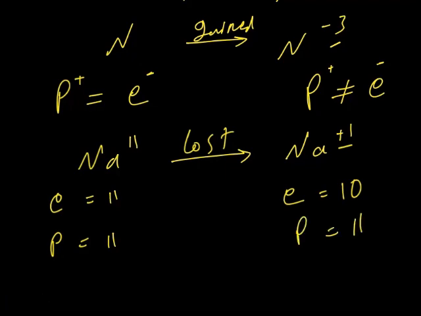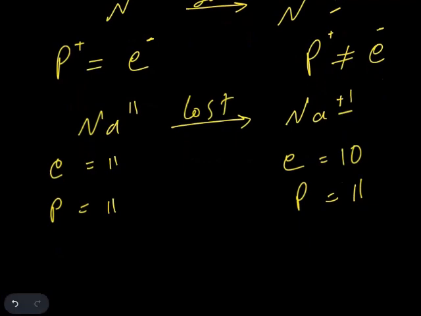So you will see here that the number of electrons and the protons in the sodium atom equal each other. But in the sodium ion, the number of protons doesn't equal the number of electrons. That's exactly the difference between the atom and the ion.